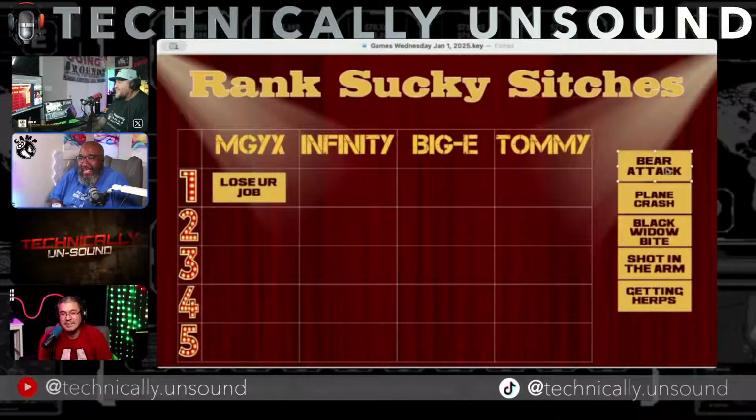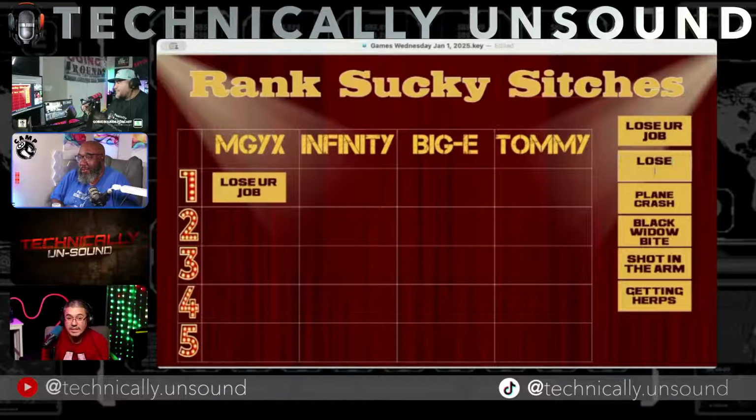This is a clerical error. I'm gonna have to fire my assistant. Should be lose. Wait. Hold on. Move the card to see if you have bear attack underneath that. So was bear attack supposed to be the actual one or lose your job? It's lose your job. Okay. Because I didn't want to do bear attack and Black Widow bite because that's too much like nature shit. I mean, nature's what's trying to kill you all the time.